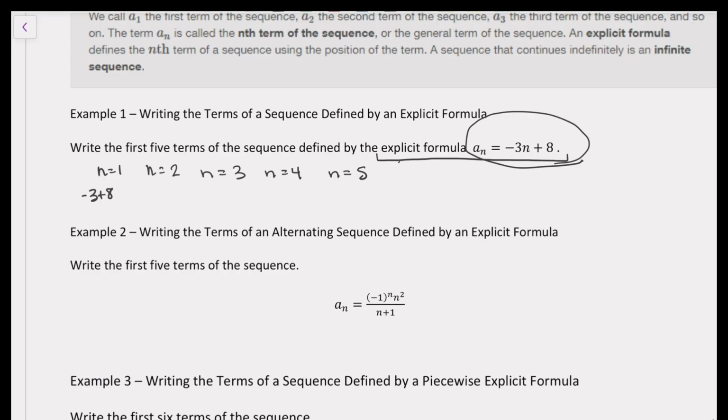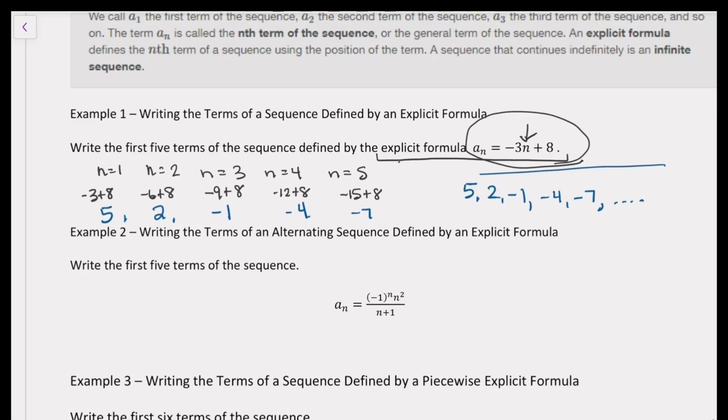When n is a 2, we will have a -6 plus 8. When n is a 3, -9 plus 8. I'm plugging in right here into the n spot. When n is a 4, we'll have -12 plus 8. When n is a 5, -15 plus 8, which means the first term is a 5, the second term is a 2, third term is a -1, fourth term is a -4, and fifth term is a -7. So the first 5 terms: 5, 2, -1, -4, -7, and we could keep this going, okay?